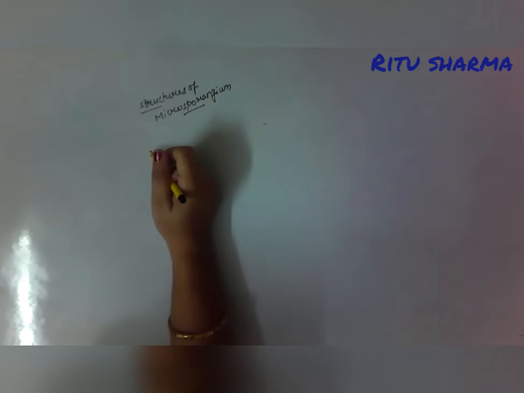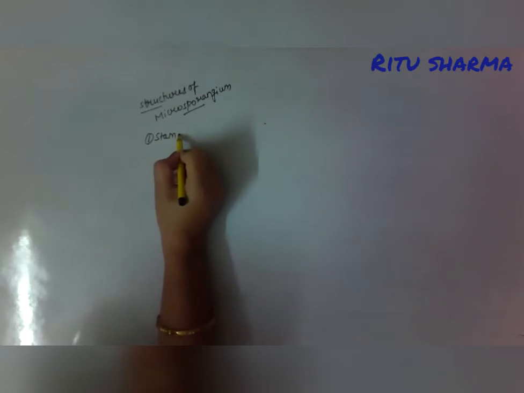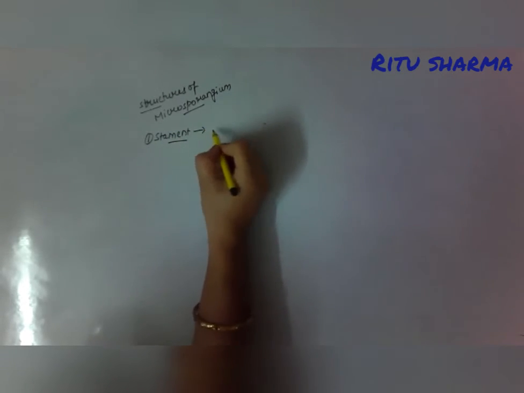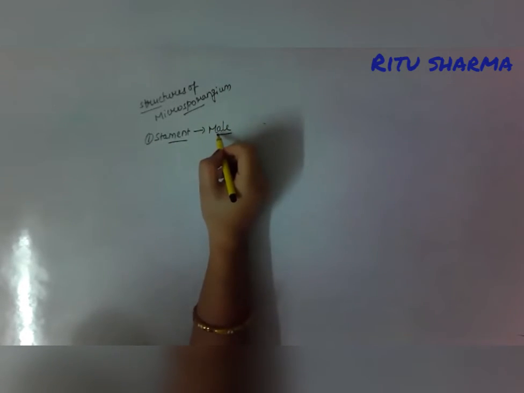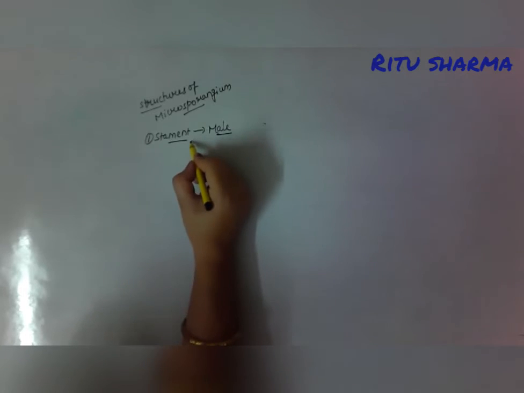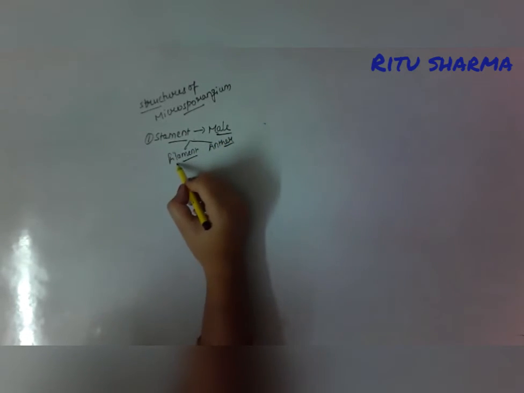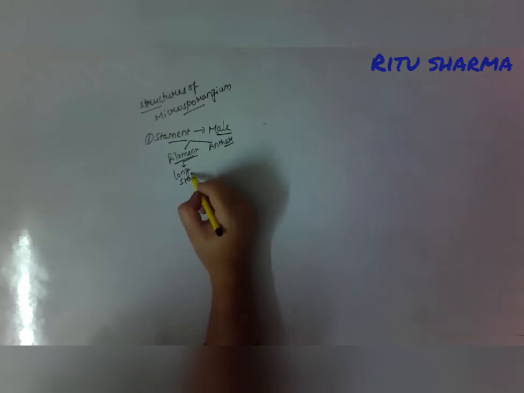Microsporangium, which is a male reproductive part, it consists of, first one is stamen. It is a male reproductive part of a flower, and it consists of filament and anther. It consists of filament as well as anther. We have to study the structure of anther in this chapter. So filament is a long stalk for stamen.